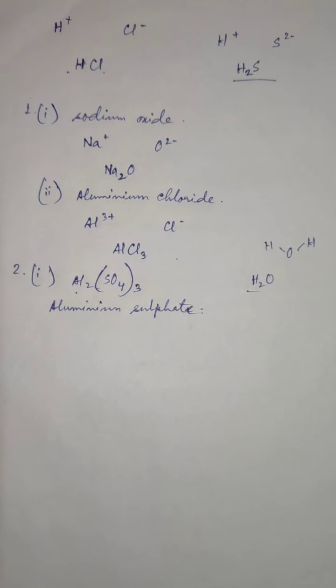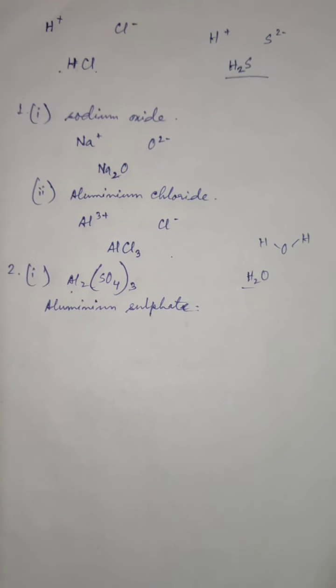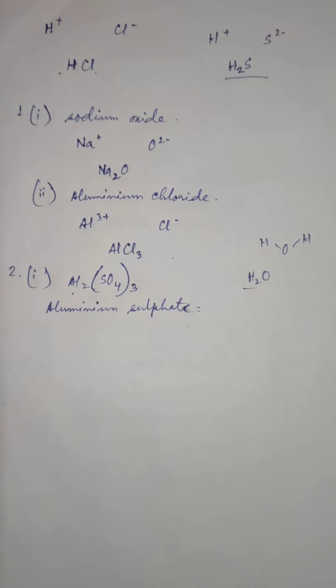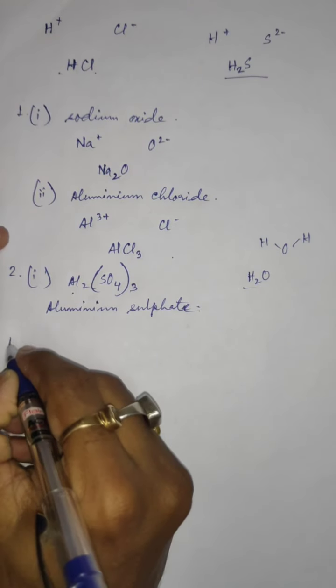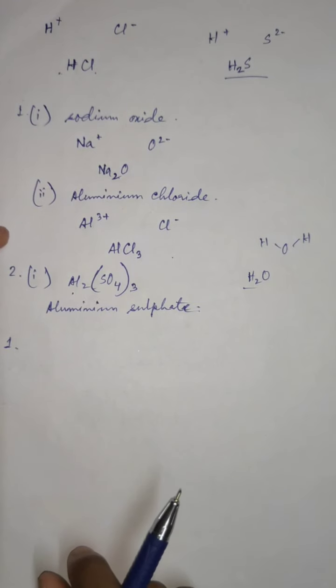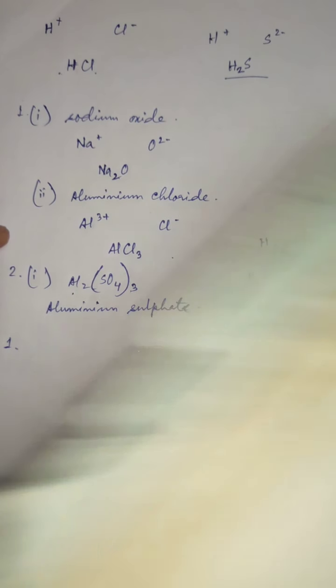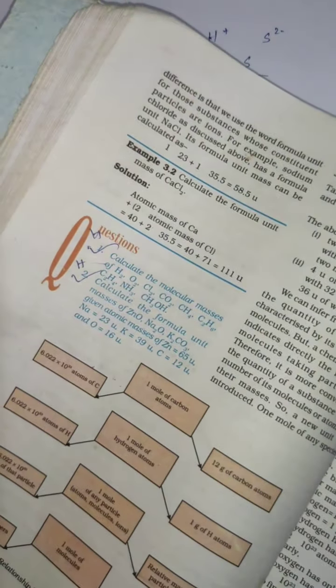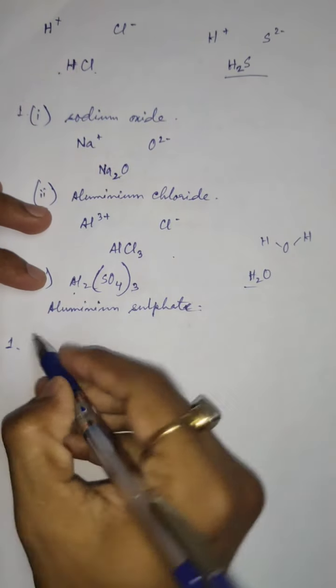In your question it is given. This is also called formula mass unit. So calculate the molecular masses of H2, Cl2, CO2 like this. Number 1 I am showing on page number 40. See, I am trying this. So first H2.